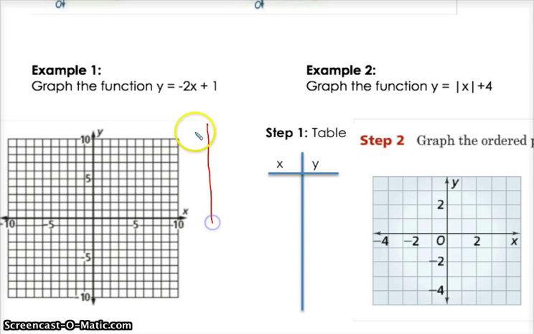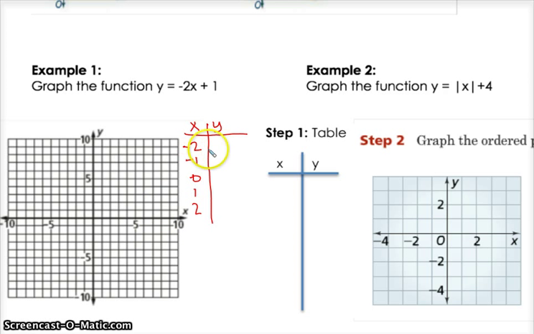But we're going to go ahead and start off by making a table just to get into a good habit. So I'll make a t-chart, x and y, and when I'm graphing I want to pick 5 magical points, and those magical points are -2, -1, 0, 1, and 2. These points are so special because they're all pretty easy to work with. I've got some negatives, I've got some positives, and I've got 0. It'll tell me how the graph is acting at all these different points.